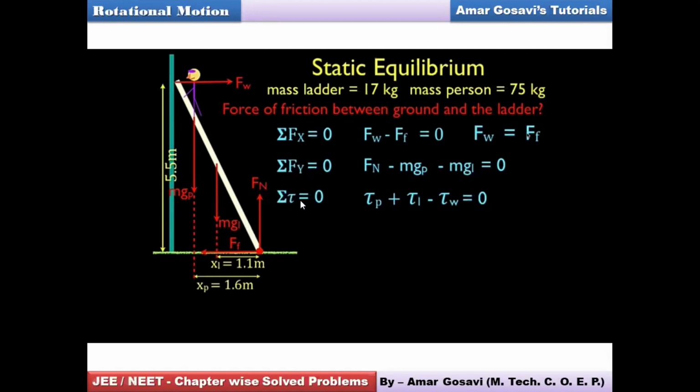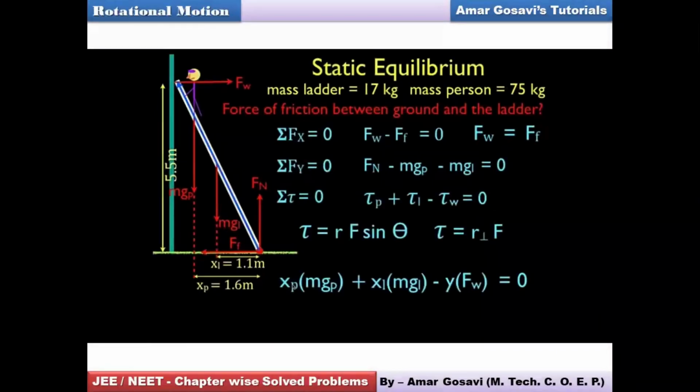Moments: summation of all torque should be 0. So you can see the torque because of the person P, why positive? Because it is producing an anticlockwise moment over here. Ladder should be positive. Minus TW. Now the torque because of this will be producing clockwise rotation over here. So minus TW equal to 0. So these equations are very crucial. Now using these equations, we will solve the problem. Let's proceed.